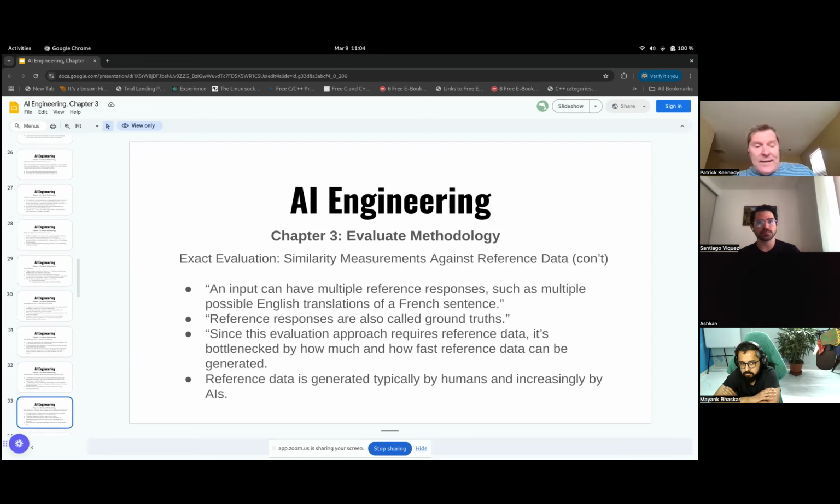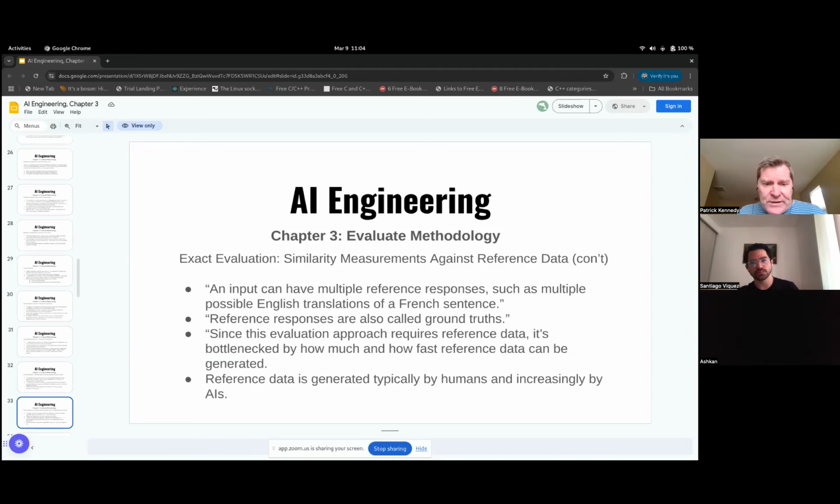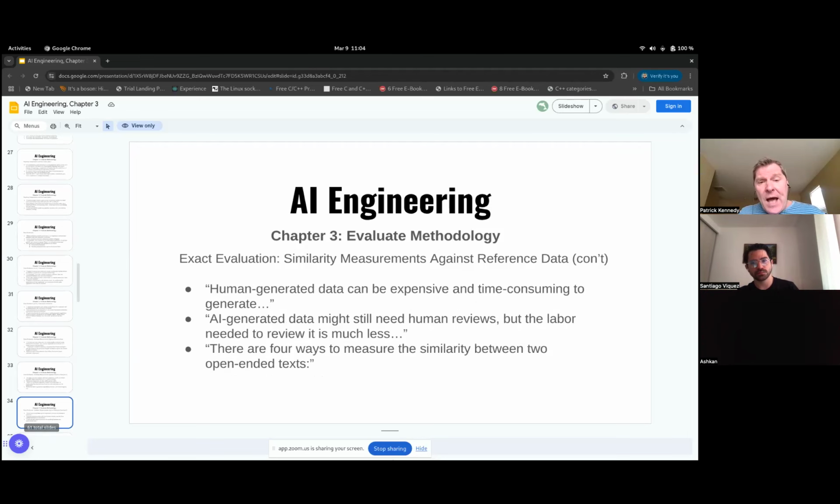So, actually, they're included, so they're the way you would want them translated. They're all good, and it has to be closer to one of those ground truths. Reference responses are also called ground truths. Since this evaluation approach requires reference data, it's bottlenecked by how much and how fast reference data can be generated. Reference data is typically generated by humans and increasingly by AIs.